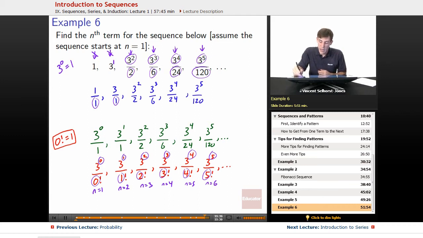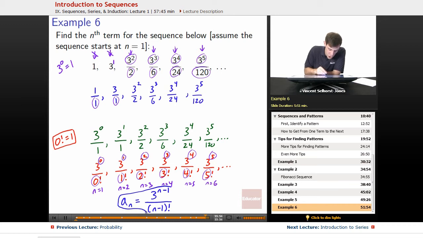So that means we can finally set our a_n equals 3 to the n minus 1 over n minus 1 quantity factorial. And there's our answer. There's the general term, and it's always, always a good idea to check your work with this sort of thing. So let's just do a quick check to make sure that this winds up coming out.